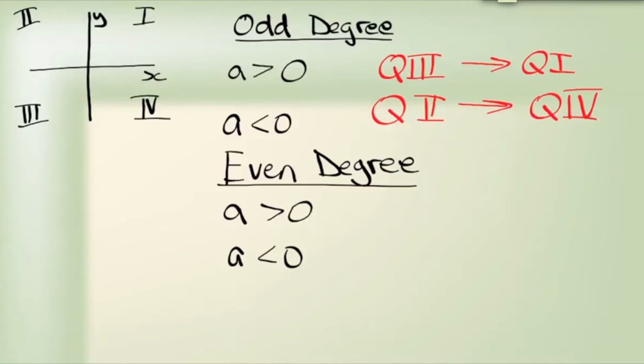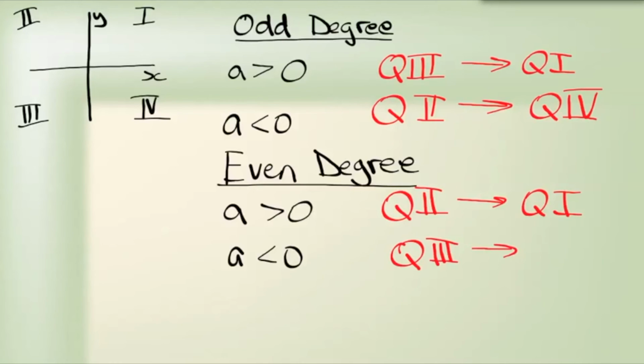If we look at even degree functions, if my leading coefficient is positive, it's going to start in quadrant 2, and it's going to end in quadrant 1, just like a parabola that opens upwards. If my leading coefficient is negative, it's going to start in quadrant 3, and it's going to end in quadrant 4, just like a parabola that opens downwards. Once again, this doesn't say anything about what happens in the middle. These are just the endpoints.